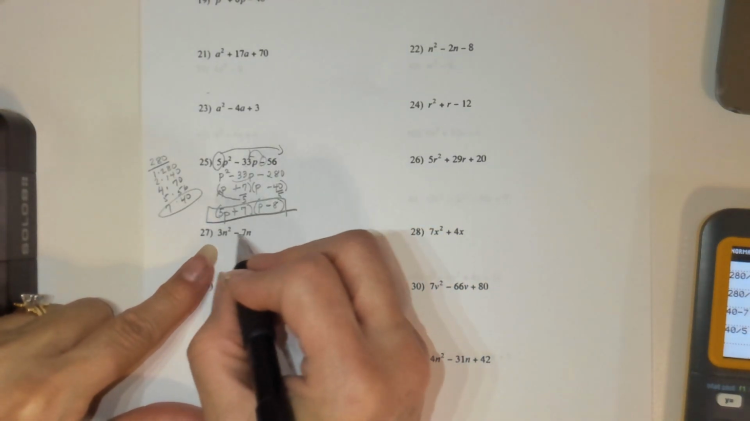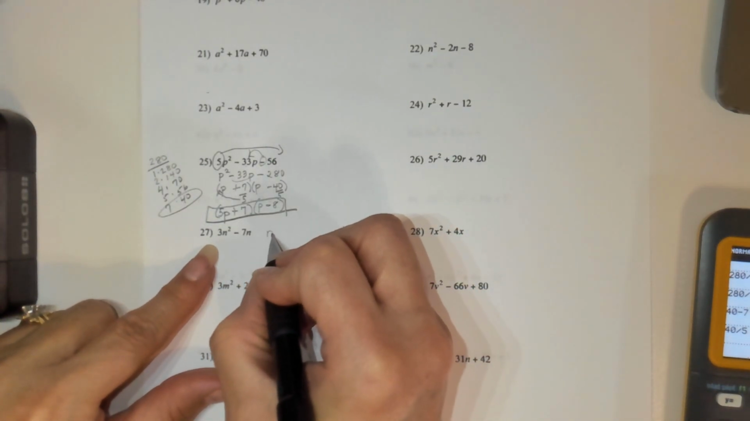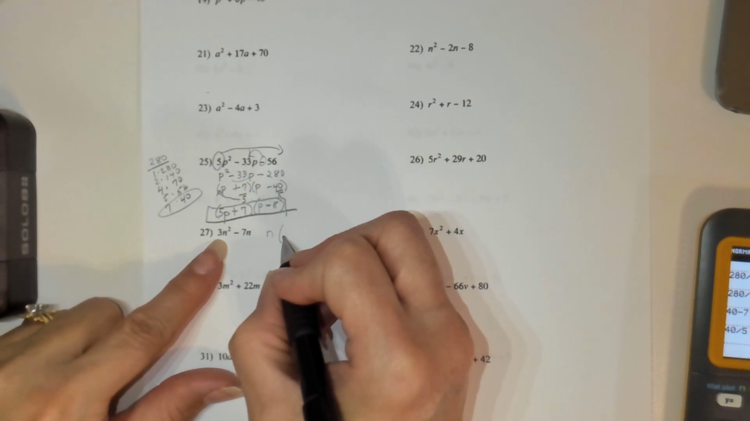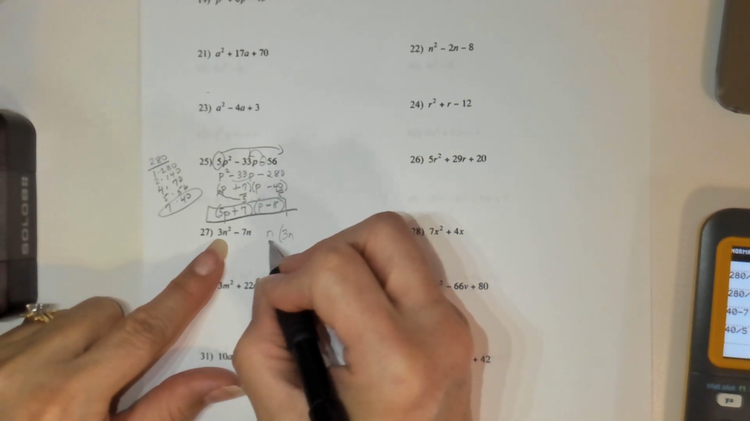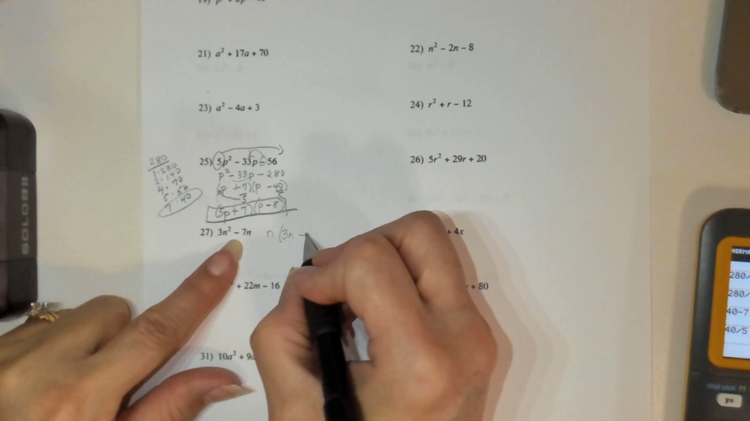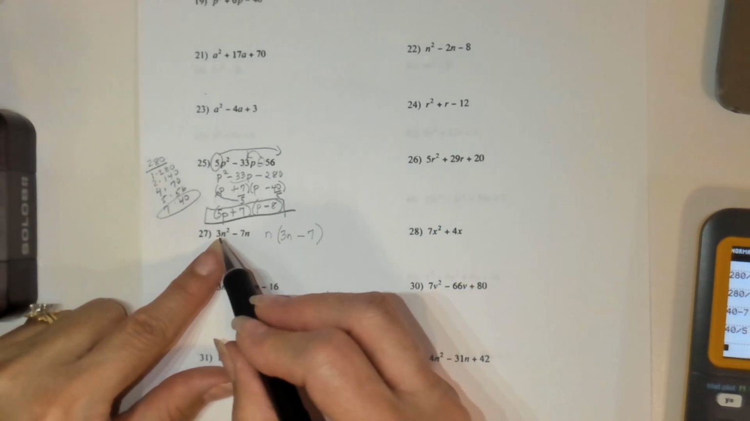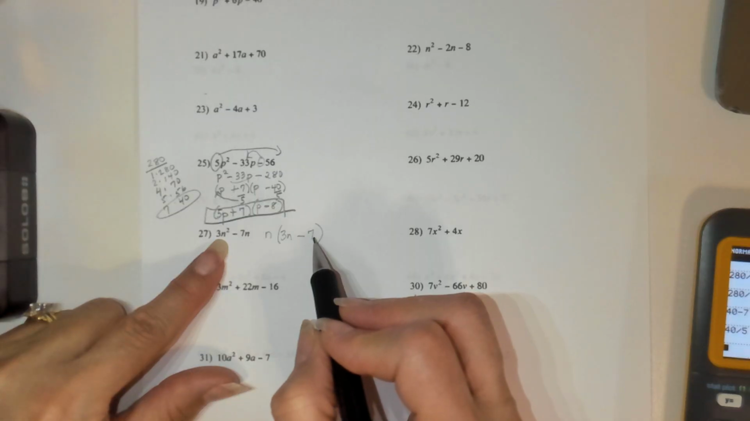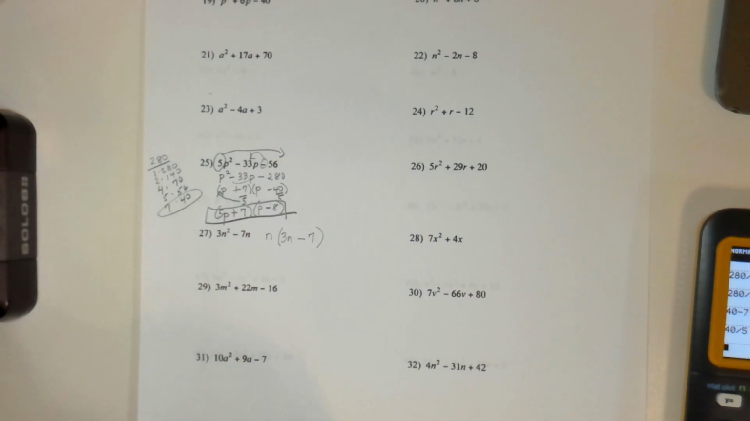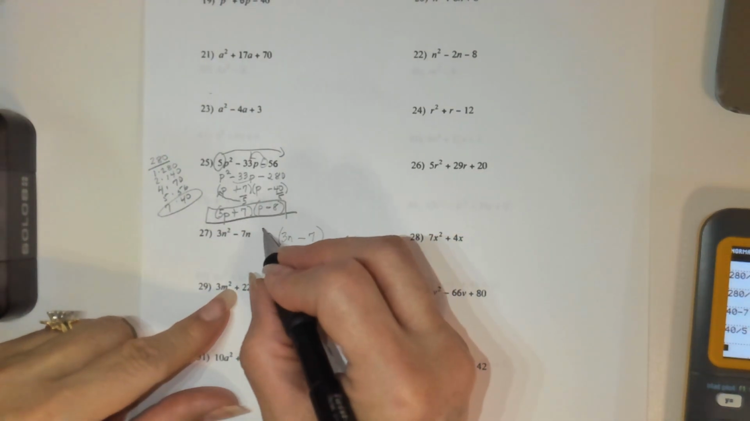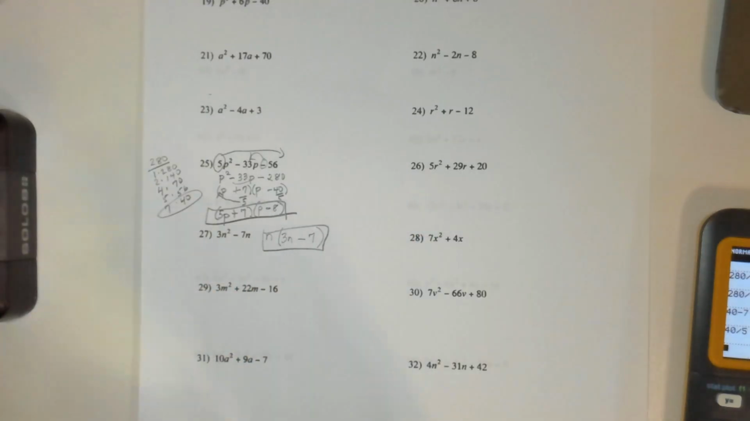27 has an n that can be factored out, and that would leave 3n and minus a 7. So if we redistribute, n times 3n is 3n squared, n times negative 7 is negative 7n. And now this one is factored completely.